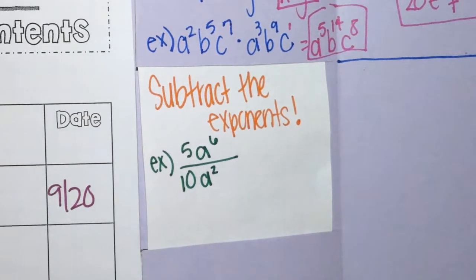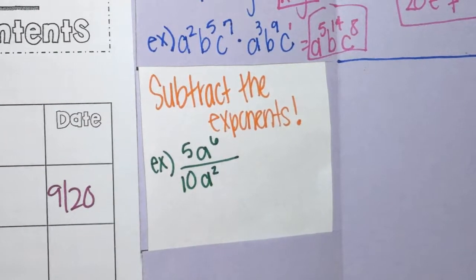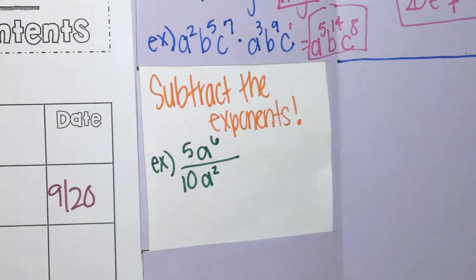Alright, so let's shake things up a little bit. Let's do 5 times a to the 6th divided by 10a squared. So the first thing I want you to do is tell me what you think we would do with those coefficients. Would we divide them or would we subtract them? We would divide them. Take a point, Allie. We would divide those coefficients.